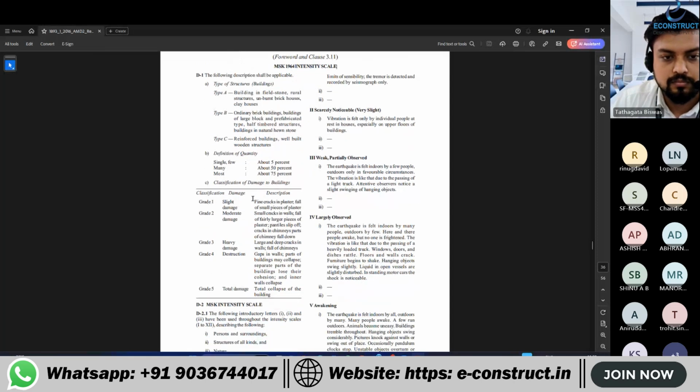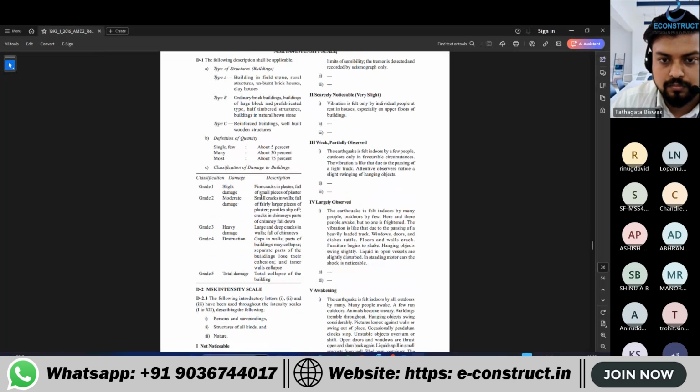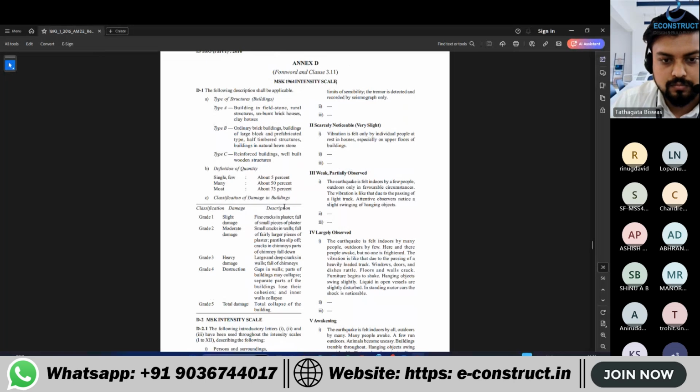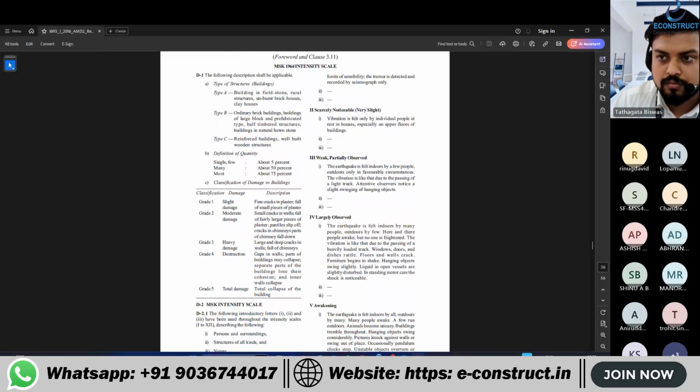And B, definition of quantity. Single and few is about 5%. If it's many, about 50%, and most about 75%. Classifications of damage to buildings. Okay, so these are basically not required to read. It is basically what is slight damage, moderate damage. It's a definition actually. There is nothing to understand here.